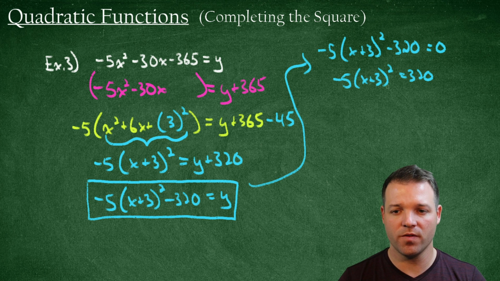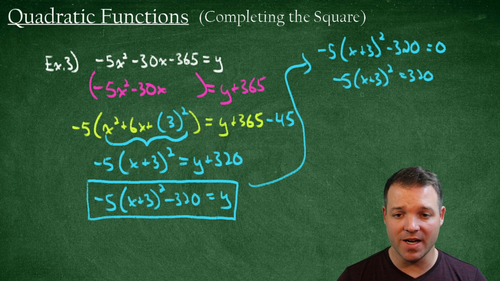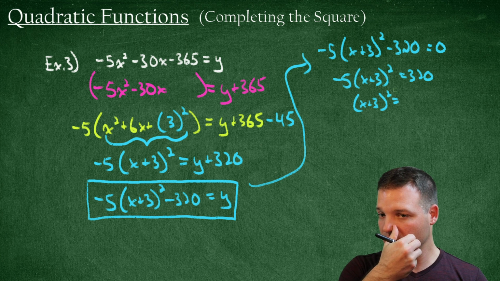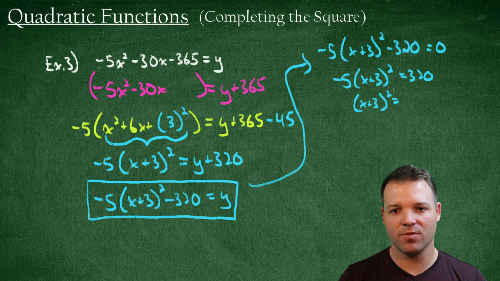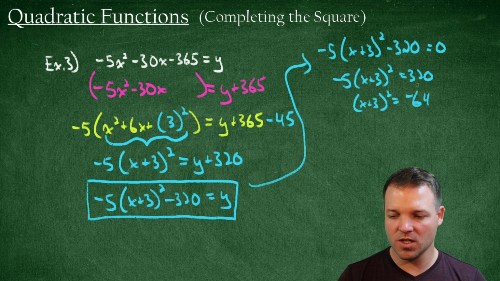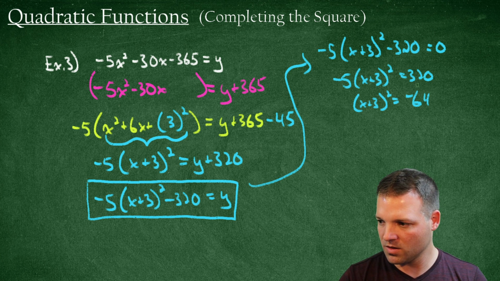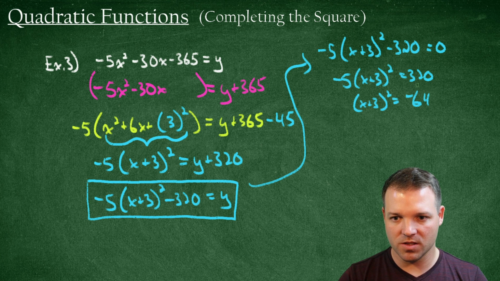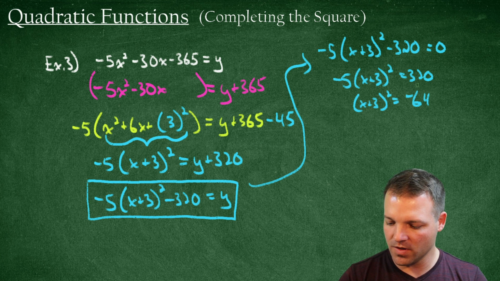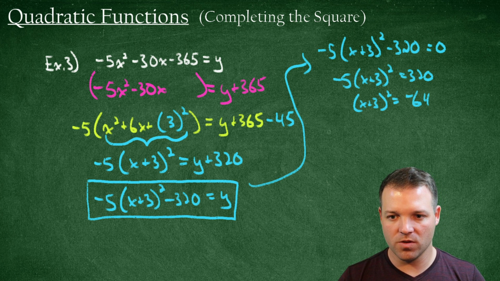Adding that 320 over. Now I'm going to divide by negative 5. So I'm going to say x plus 3 squared. And let's see, 320 divided by negative 5. What is that? Negative 64. Let me just double check that really quick. Make sure my mental math is correct. 320 divided by 5 is 64, so negative 64.